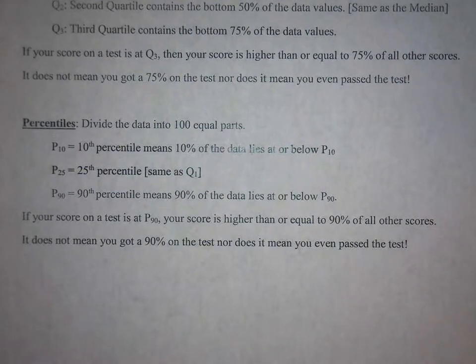Very similar to the quartiles, if your score on a test is at P90, your score is higher than or equal to 90% of all other test scores. It does not mean you got a 90% on the test, and again, it doesn't even mean that you passed the test. Maybe everybody failed the test, but whatever your score was, it beat or tied 90% of all other scores.